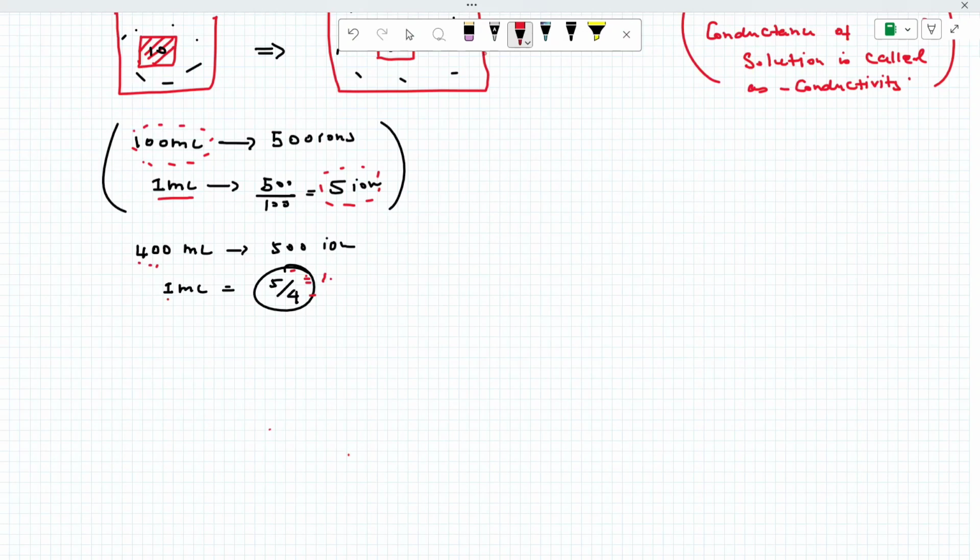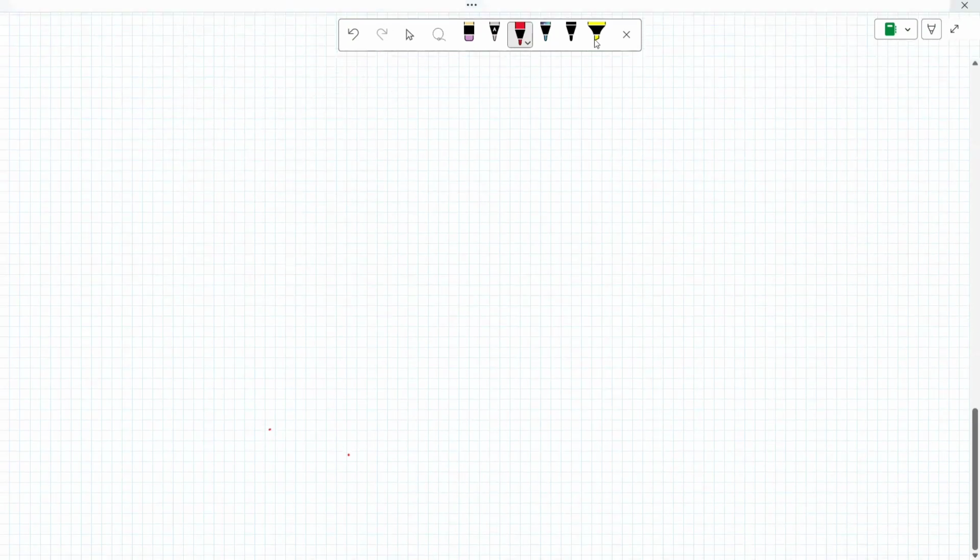That is what I am saying: on dilution, volume increases and concentration decreases. At the same time, the number of ions per unit volume decreases. Therefore, on dilution, the conductivity decreases. Very important, please note. Very, very important. Got it. This is very important.